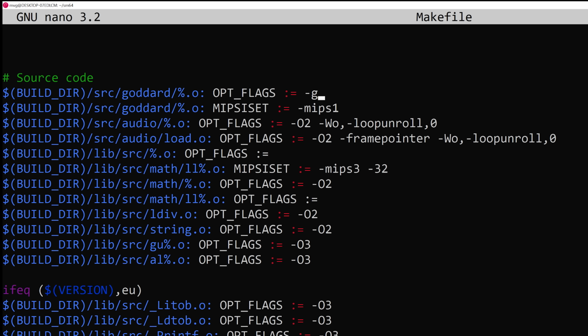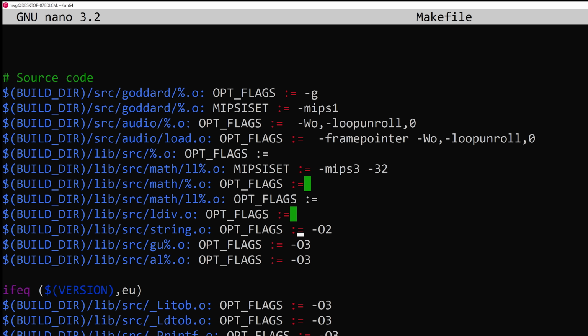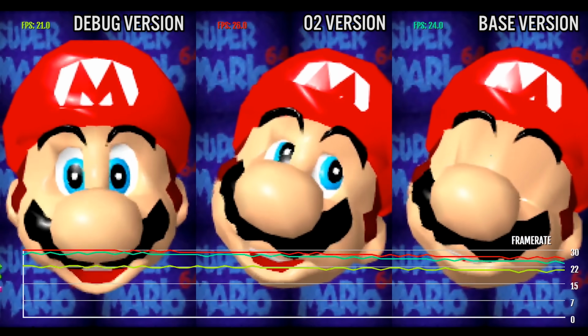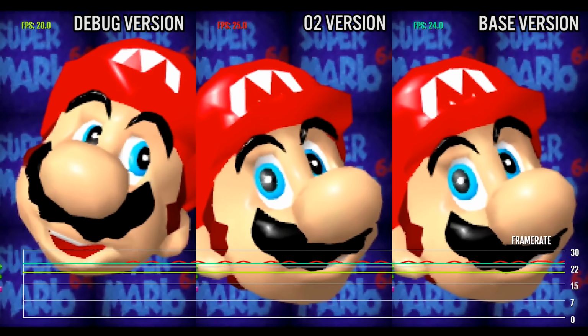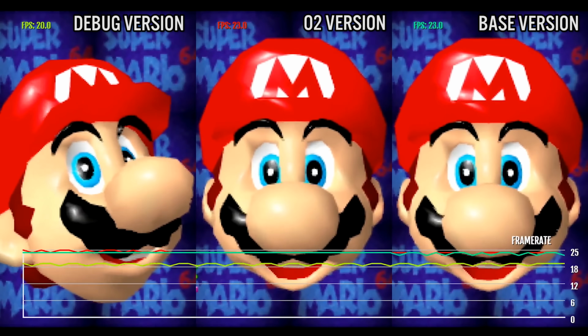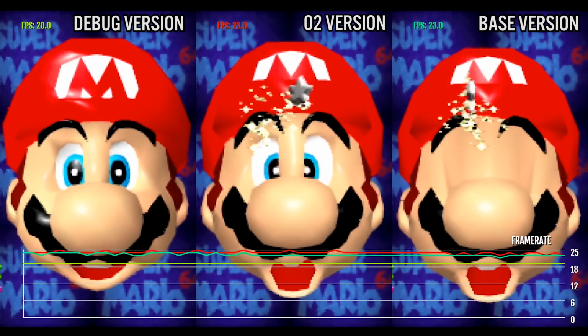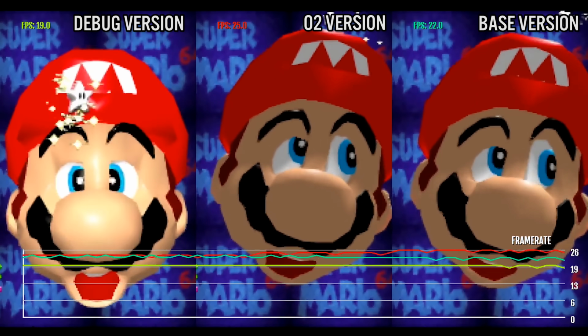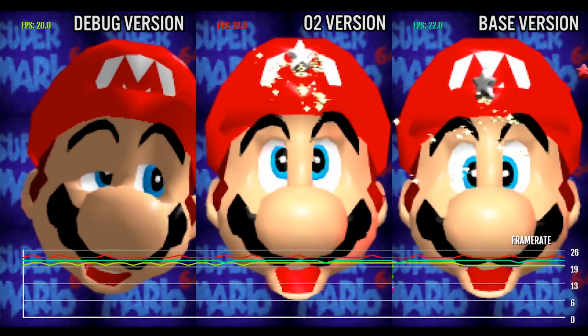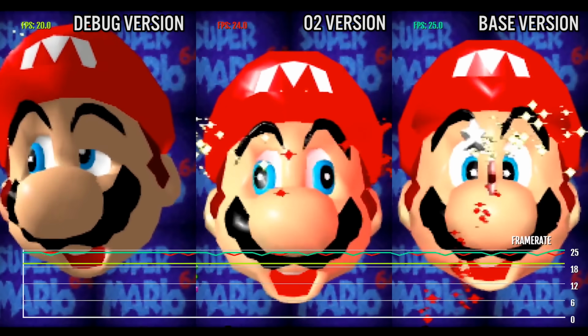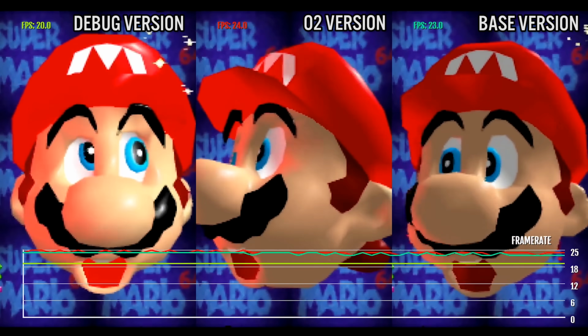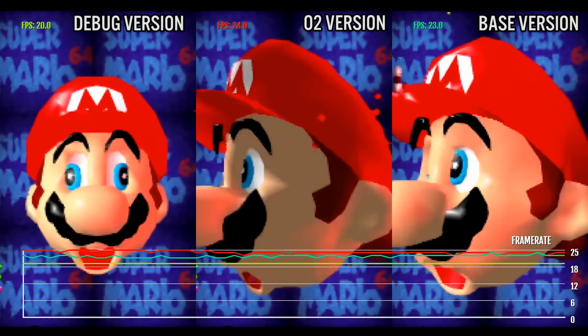So how does a true debug or non-optimized Mario 64 run? Well, let's go ahead and disable optimization from every single source file in this code and see how well it performs now. As you can see on the intro screen, on the left-hand side is the debug version, and there's already a few frames per second difference. It's a lot slower. The O2 and base versions run at around the same level of performance. So the O2 version isn't really any more optimized than the base version, only in select places.